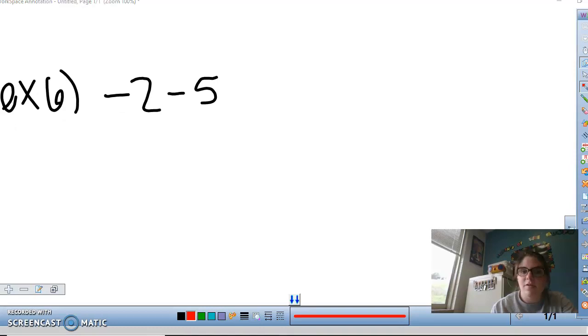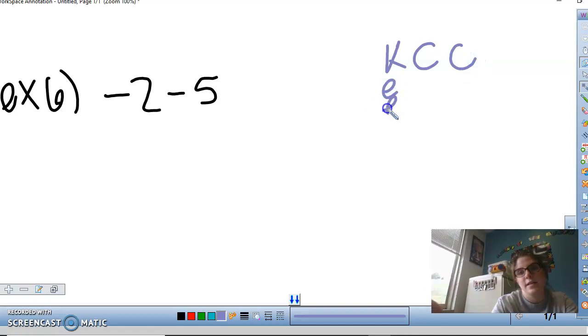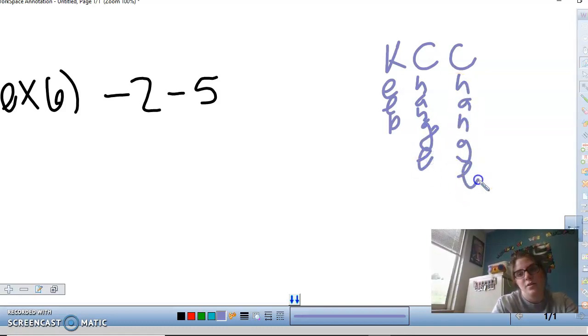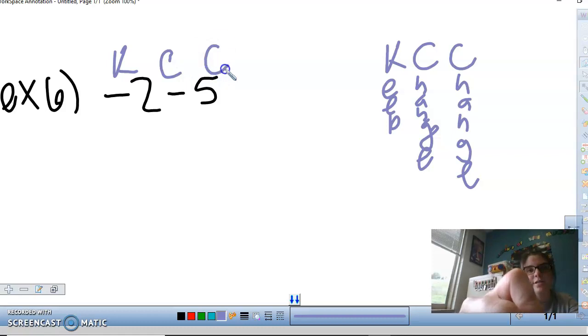Okay, now we're going to move on to subtraction. With subtraction, you always want to remember KCC: keep, change, change. So if I'm looking at this problem, I'm going to keep the first term the same. I'm going to change the subtraction to addition. I'm going to change the sign of the next number.